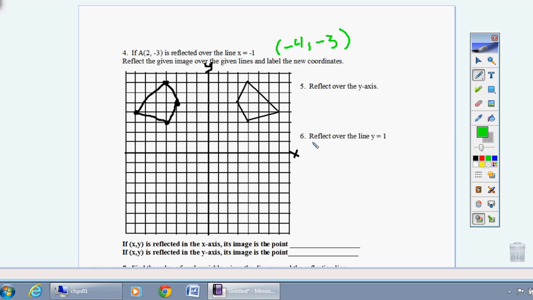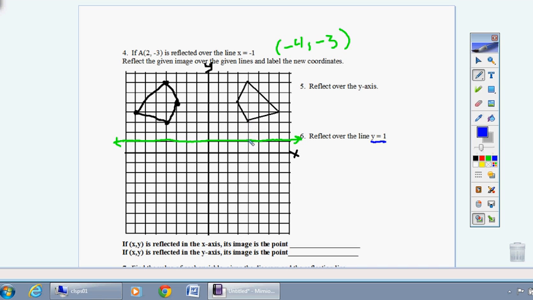Now in number 6, it wants me to reflect this same image right here. This is my pre-image, my original image. I want to reflect it over the line y equals 1. So remember, my line y equals 1 is right here. And now I'm going to do what I did in the previous problem, number 5, and reflect each vertex over this line. Remember, reflecting over the line y equals 1 is different than reflecting over the y-axis. I have to create my own line, which I did here in lime green. So let's reflect each vertex over the line y equals 1.